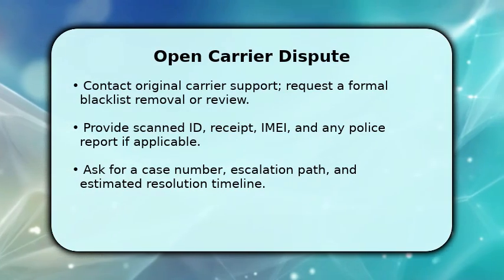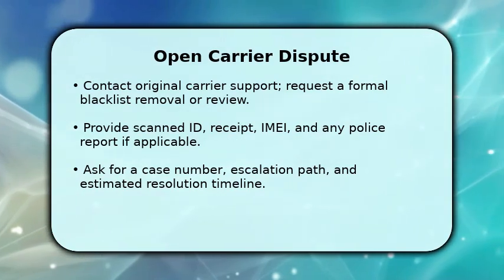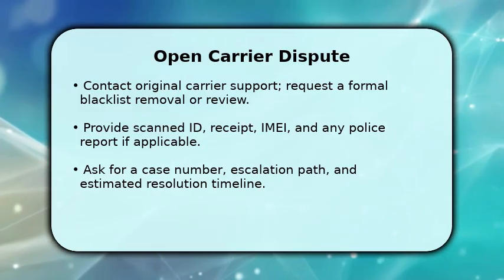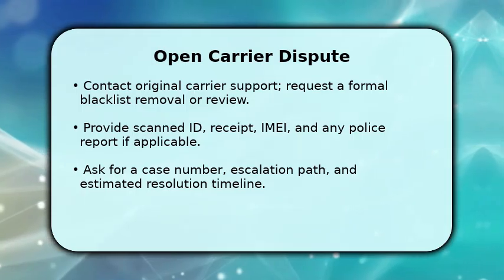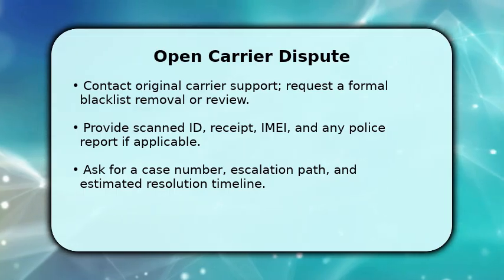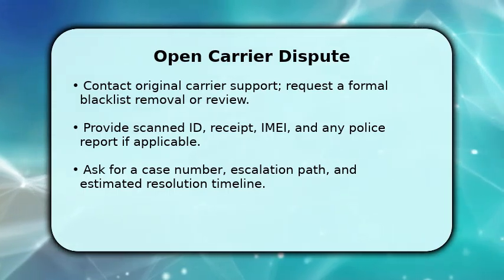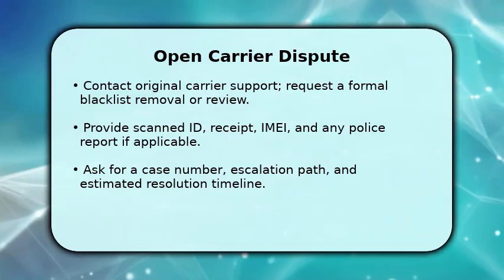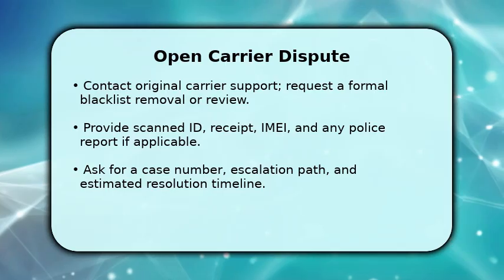Now you open and manage the dispute with the carrier. Call the carrier's loss/theft or device support line, state you need a formal blacklist review, and provide the IMEI and proof you gathered. Upload scans of ID, receipt, and any police report if the device was wrongly flagged. Request a case number and an escalation contact. Make sure to record agent names and timestamps.